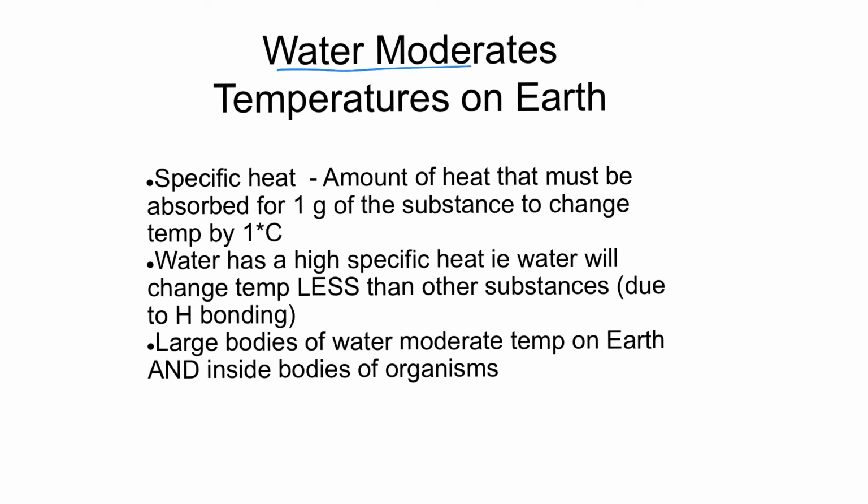So this is very important. Water modulates the temperature on Earth. That means if it's very hot, it makes it cooler. If it's very cold, it makes it warmer. And that's because water has a very high specific heat.